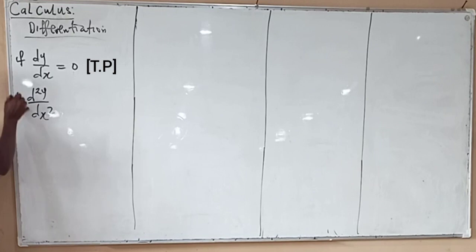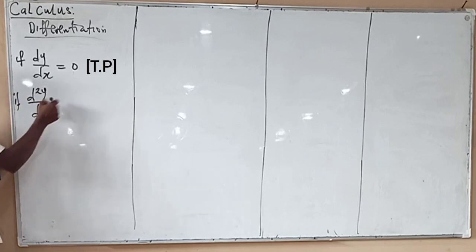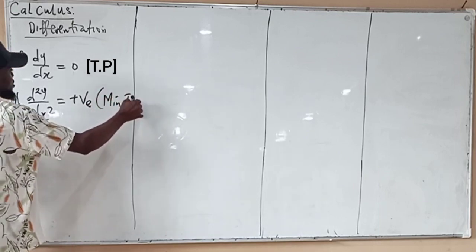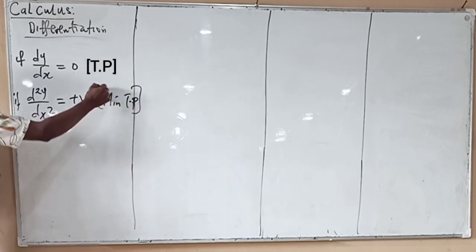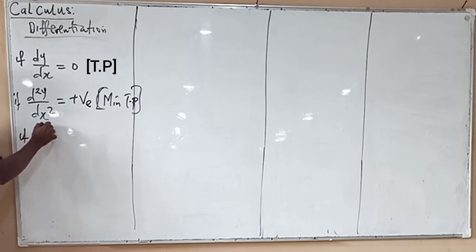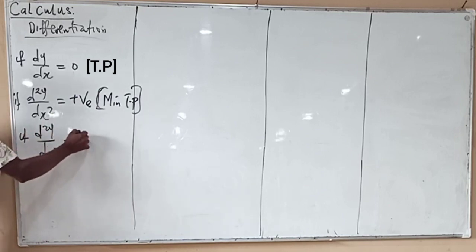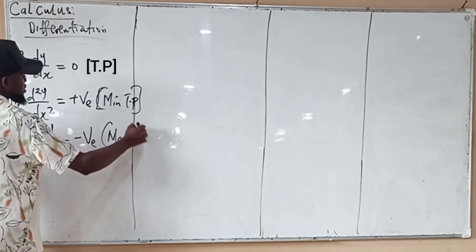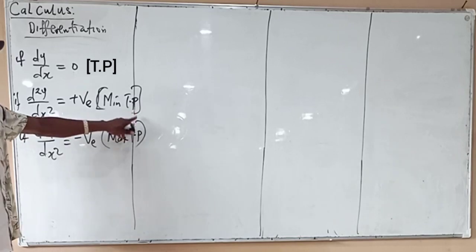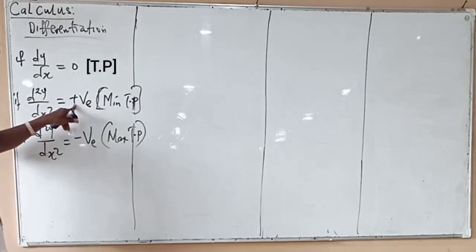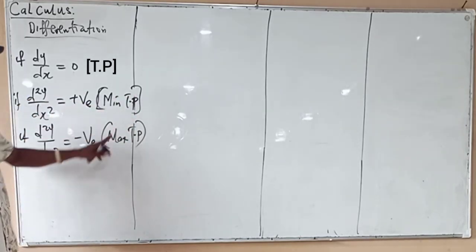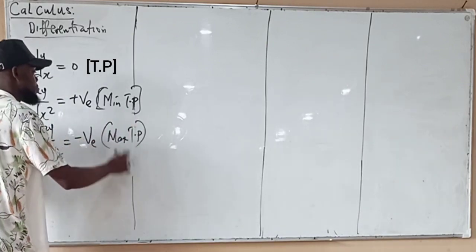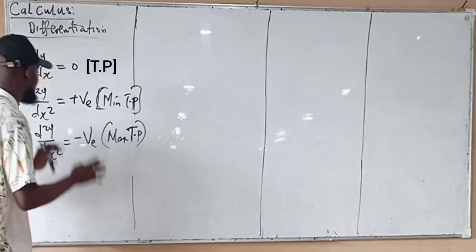Now, if your d squared y over dx squared is positive, you are going to have the minimum turning point. Then, if your d squared y over dx squared is negative, you are going to have the maximum turning point. So, take note of this: positive, minimum turning point; negative, maximum turning point. Please take note of that. It's very, very important.